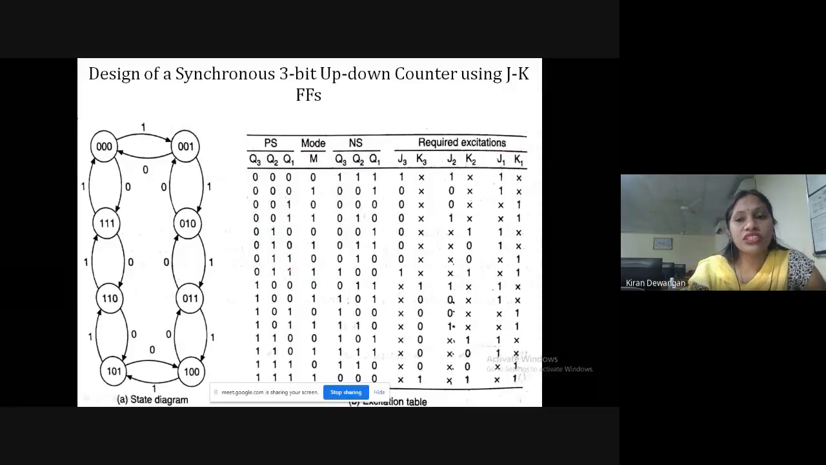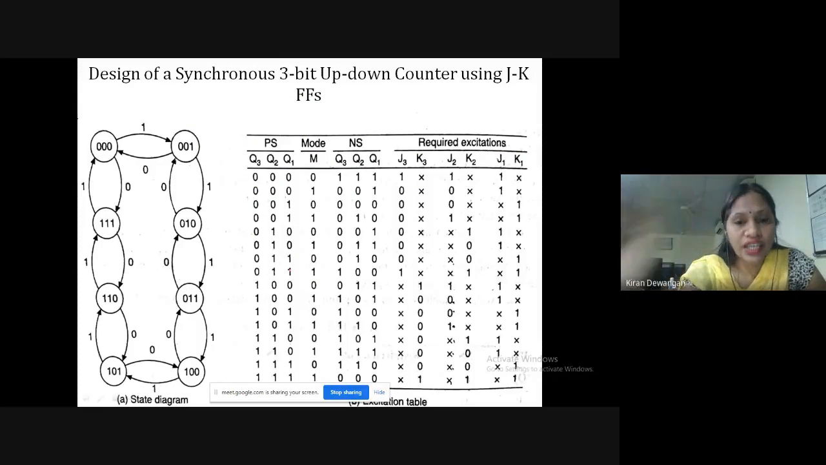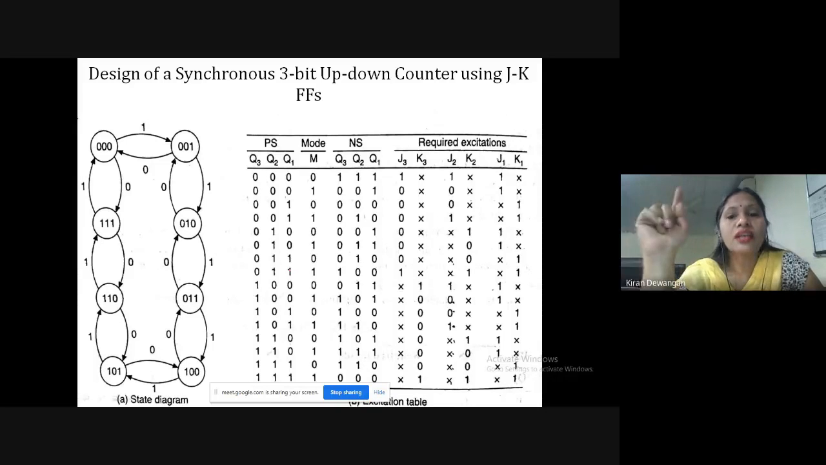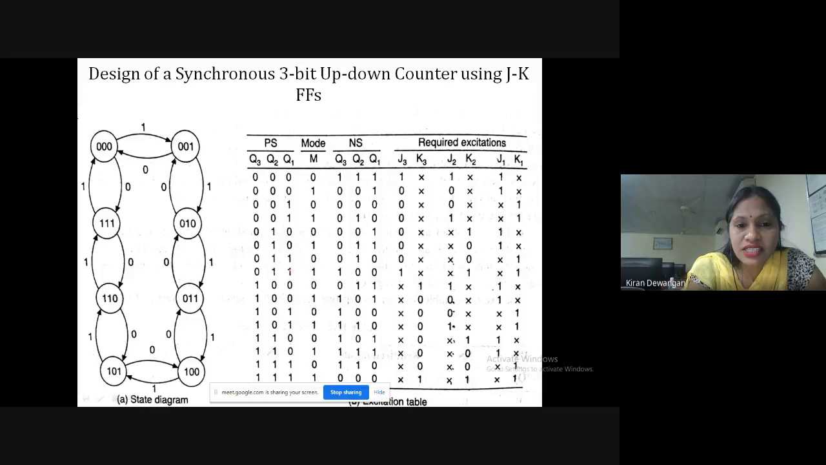Okay? So what was the JK flip-flop? When J and K are 0 0, it will be no change. If J is 0, K is 1, it will be reset. If J is 1, K is 0, it will be set. And when J and K are both 1 and 1, it will toggle. So in the case of Q3, this one is 0 and this one is 1. What should be my J3 and K3? That is what we need to know.